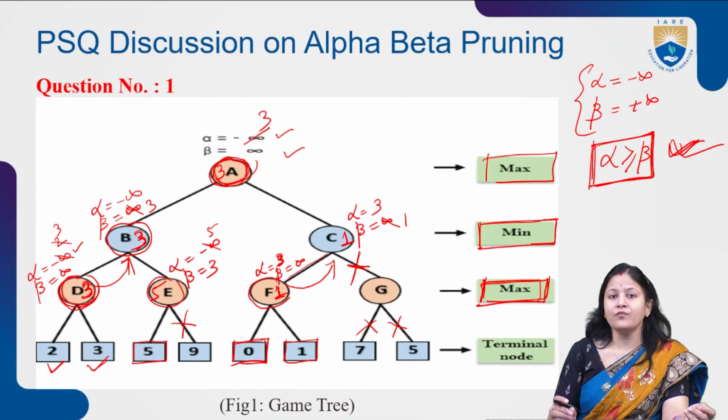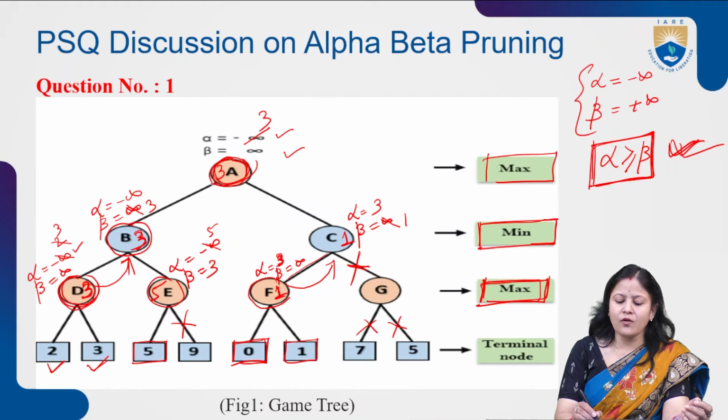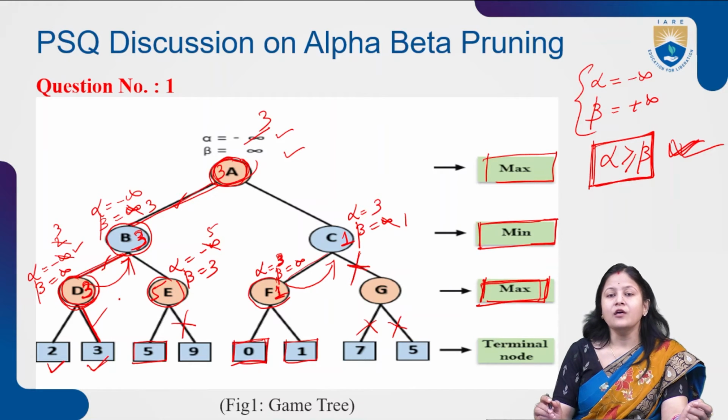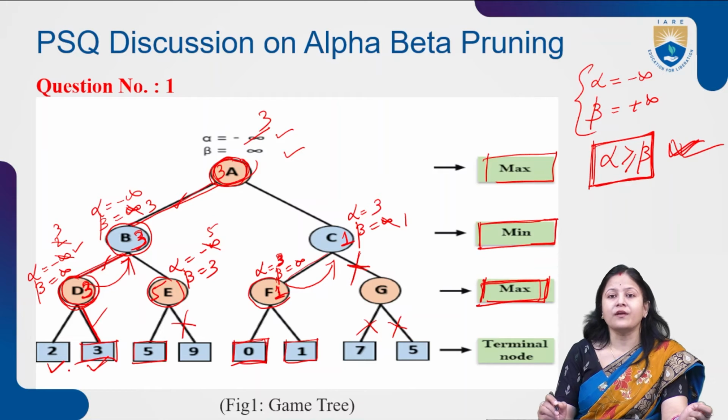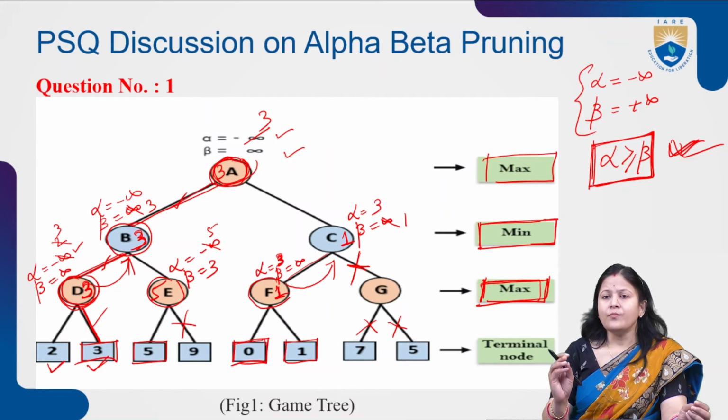Now you can find out which one is the optimal path in this solution. This 3 we got from this path, then this 3 we got from this path, and this 3 we got from this path. So this path is the optimal path using alpha-beta pruning, and its maximum value is 3. I hope you have understood how we are exploring.